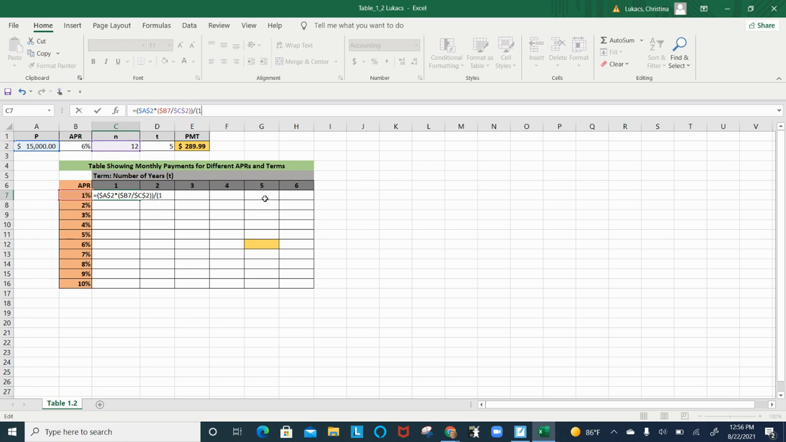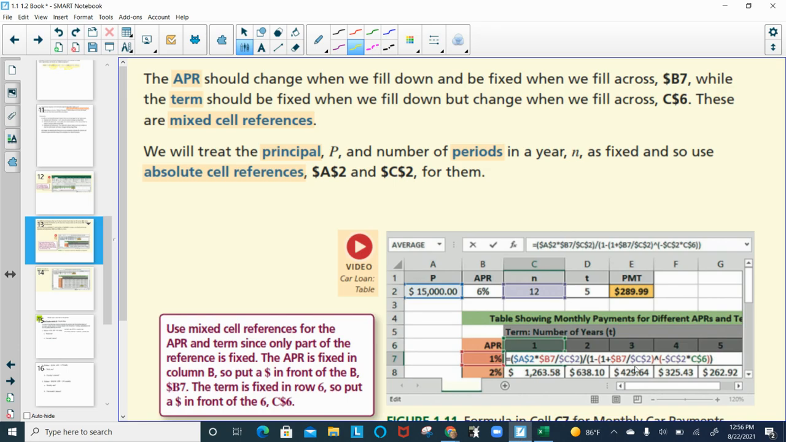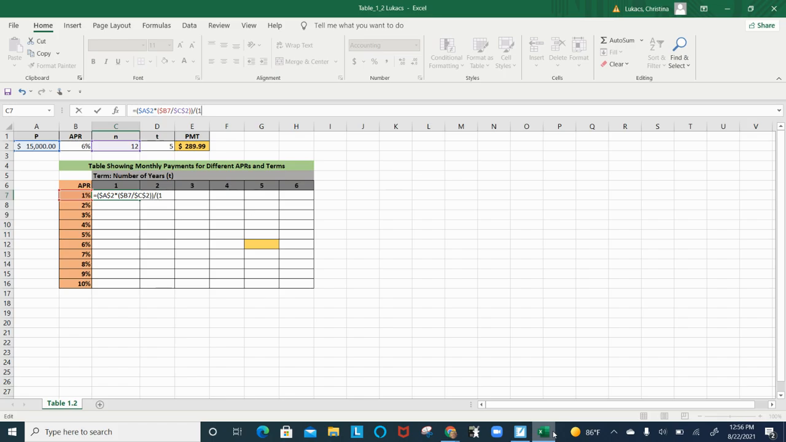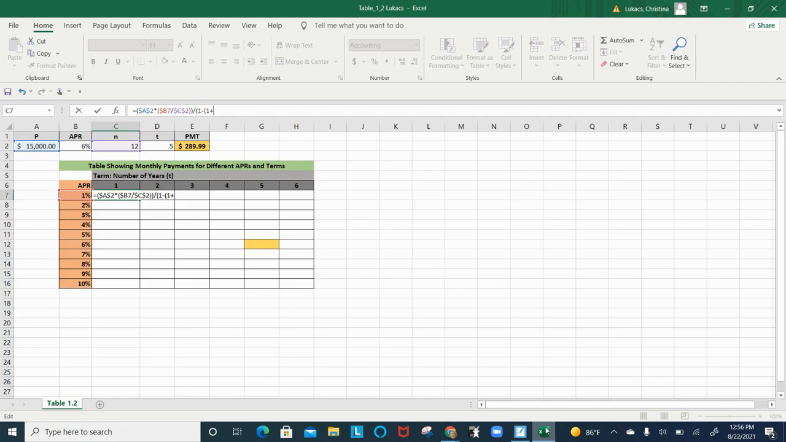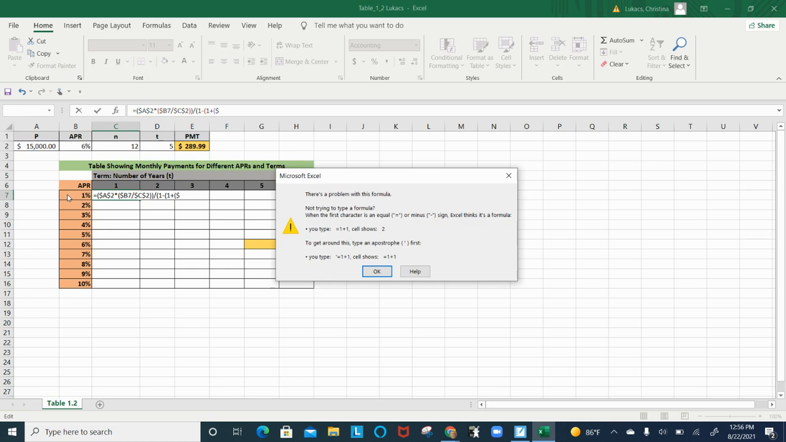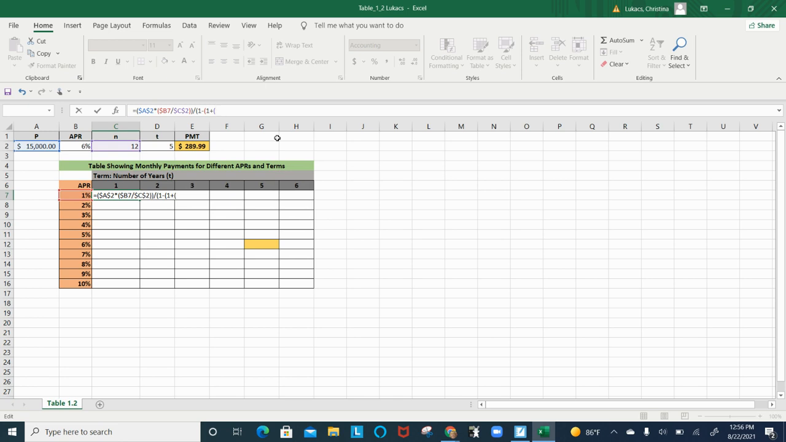So I'll have 1 minus parentheses 1 plus. And then we're going to need another B7, C2 type of situation. Oh, it doesn't like that. See how I'm getting an error message. See, it doesn't like me doing that. Now I can put the reference in. There we go.